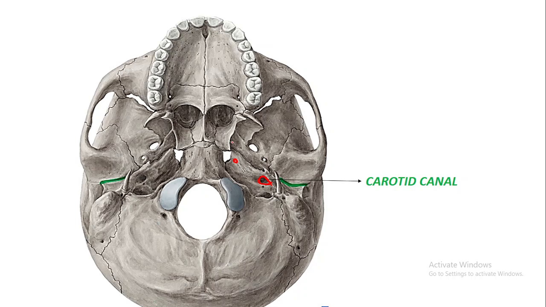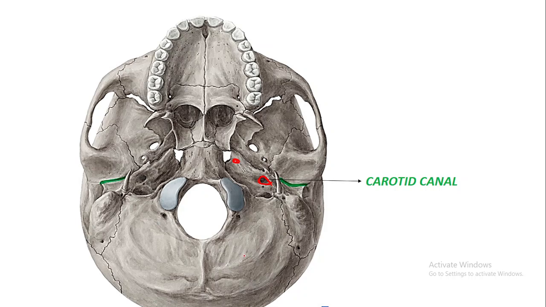So this is the external opening or inferior opening of the carotid canal, which is present immediately anterior to jugular foramen, and this one is the superior or the internal opening of the carotid canal, which is present posterolateral to the foramen lacerum. So this carotid canal is approximately 2 centimeters long, and it contains internal carotid artery along with its venous and sympathetic nerve plexuses.